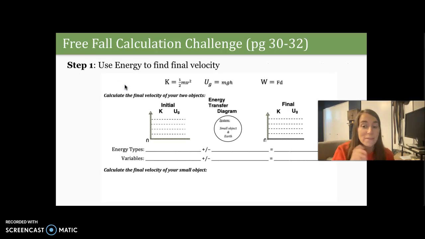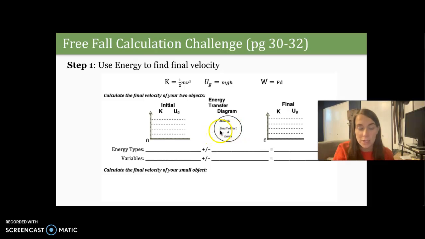All right, so step 1, the first thing we're going to do is an energy calculation to find the final velocity. How fast are those objects going when they hit the ground? So to do that, we're going to do an LOL diagram, just like we did in energy. So starting initially is when Cooper's holding it at rest. Final is the moment before it hits the ground.